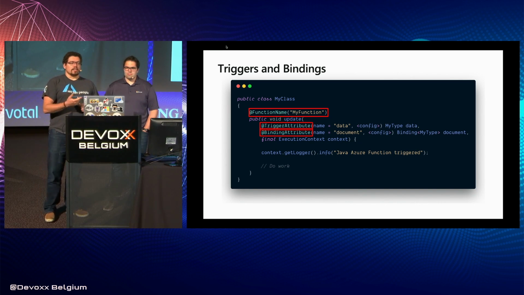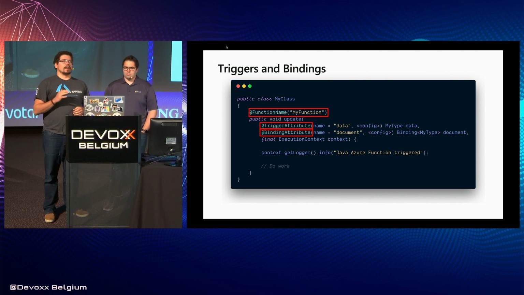The other thing that you need is a trigger attribute. And the trigger attribute has to be only one. You cannot have more than one trigger on any given function. And for different types of triggers, you're going to have different parameters.